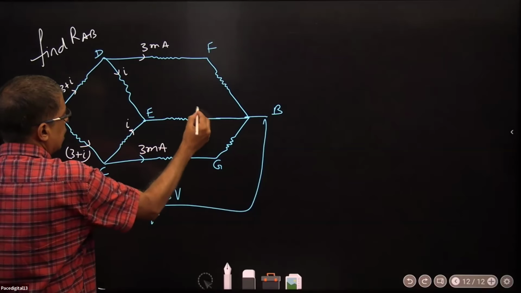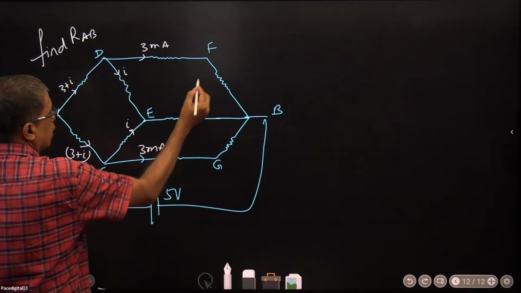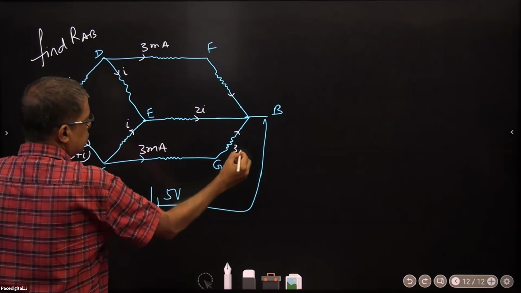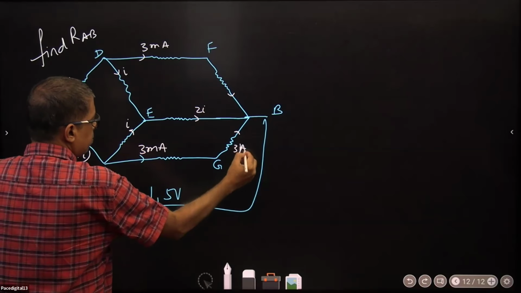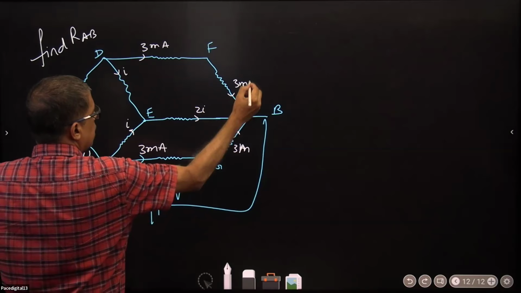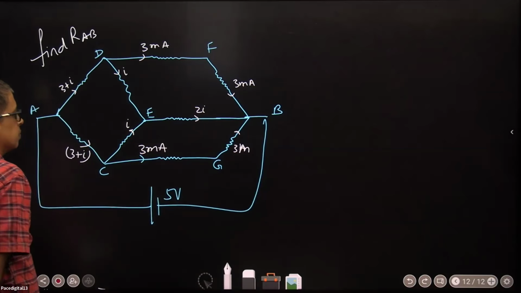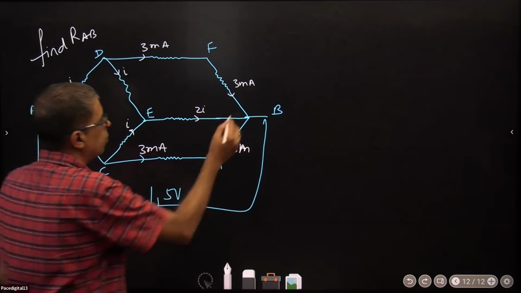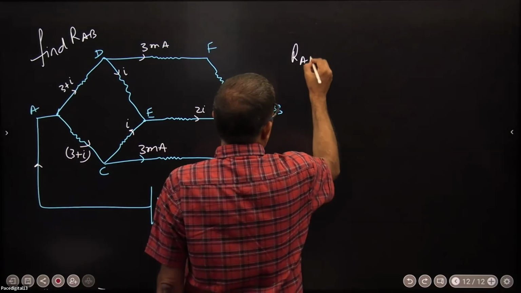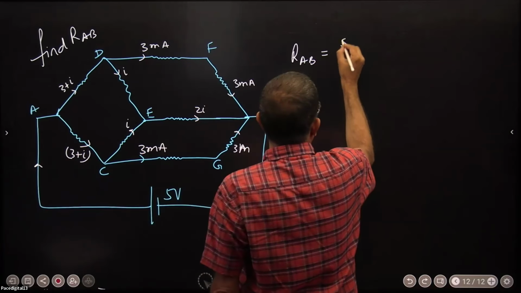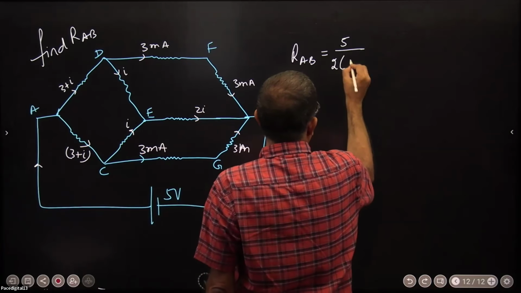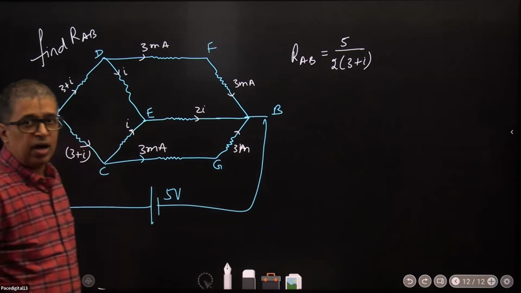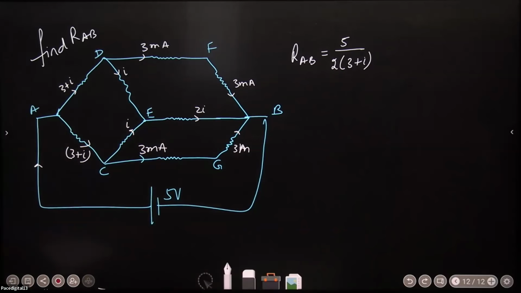This I and I will come here as 2I. If this is 3 milliamperes, 3 milliamperes. So how do you put RAB? RAB is equal to 5 divided by 2 times (3 plus I). If you can tell me the value of I, my job should be done.